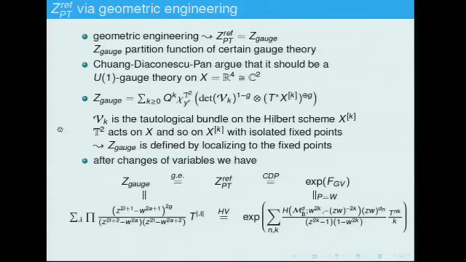In our story, this had to do with the irreducible representations of G on FQ. Here, it has to do with fixed points of this torus action on the Hilbert scheme of n points on C2. So this you can take as a definition.